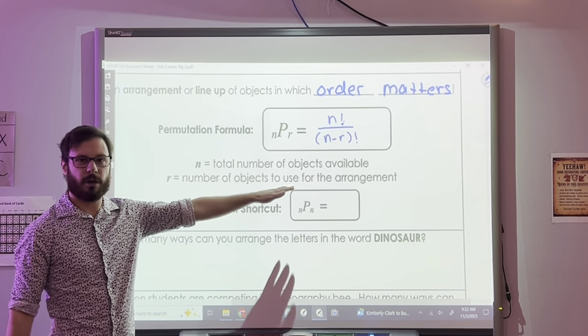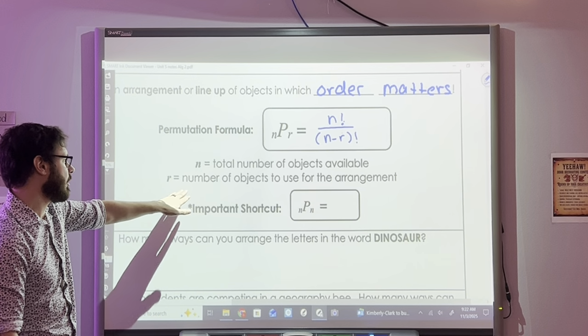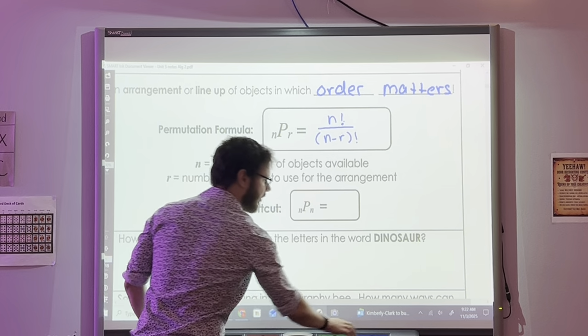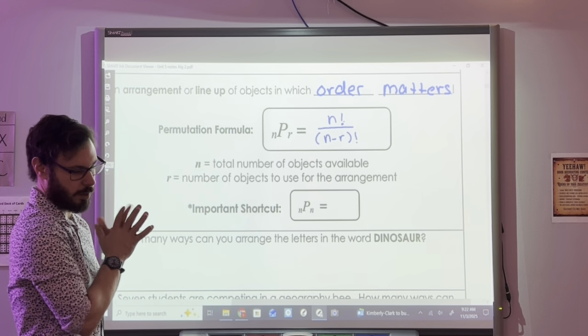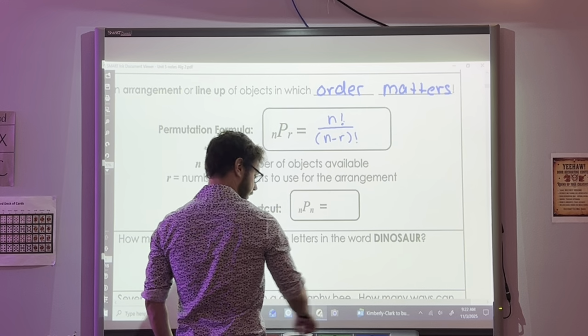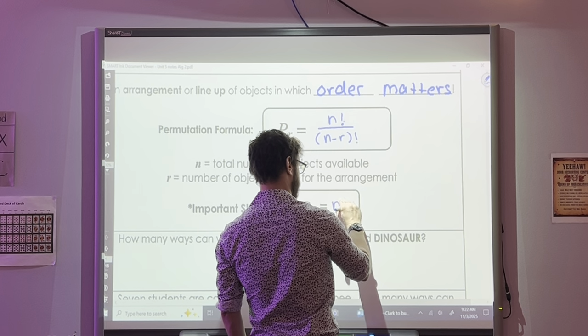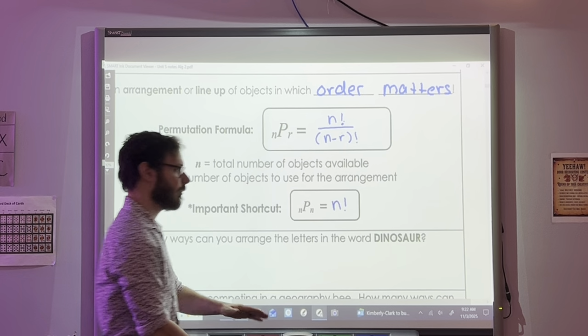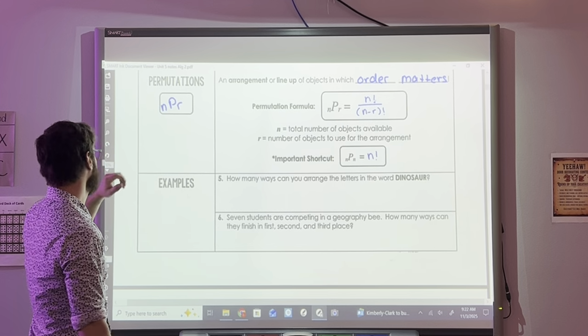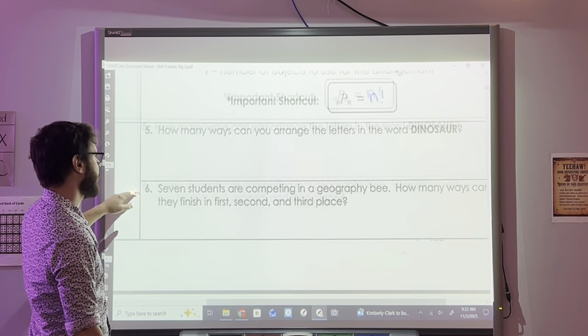n is the total number of objects available, and r is the number of objects to use for our arrangement. So a permutation, if you have it where the number is the same, nPn, that's the same thing as saying n factorial. Okay, so now that is out of the way, let's actually see what a permutation matters and an example of where we would use it.